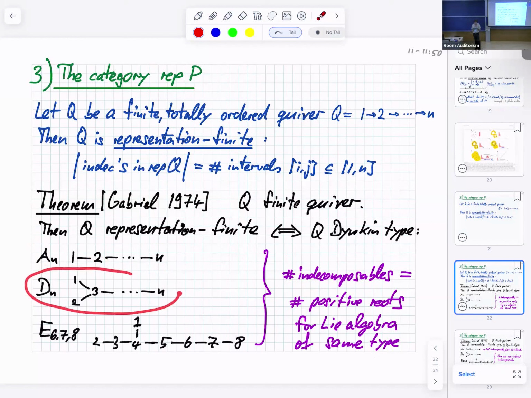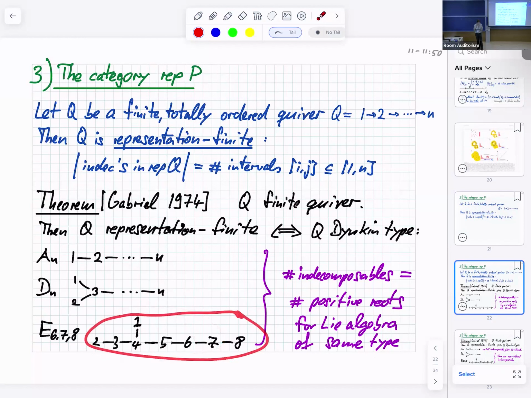In all these cases, there are only finitely many indecomposables. In the Dn situation, Dn is not a line. There's a branching point right here in the beginning. So these Dn quivers are representation finite, and so are the quivers E6, E7, and E8. Here is E6, here is E7, and this one is E8. These are representation finite.